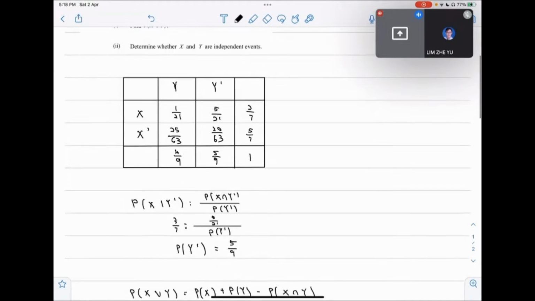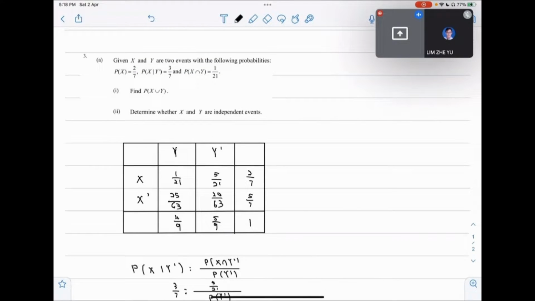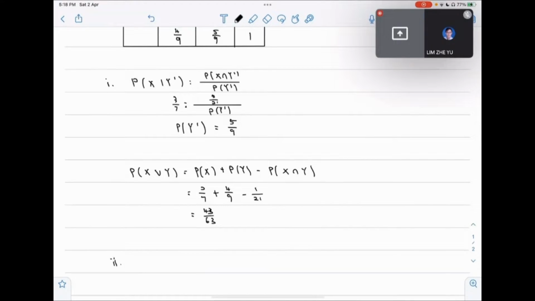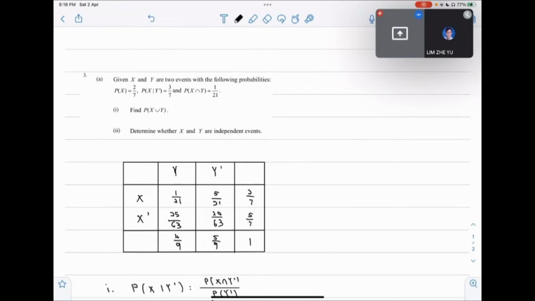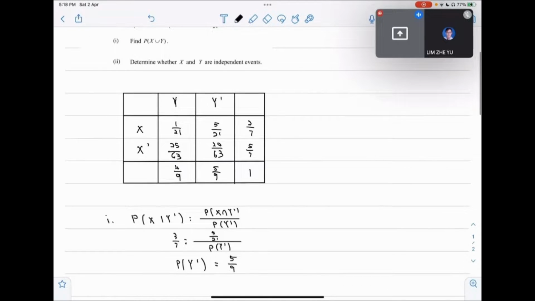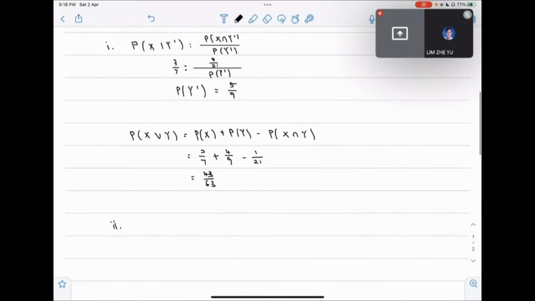Then we will proceed to number 3a i. 3i we have solved. We get the answer, so it's 43 over 63. And for 3a i, we want to determine whether X and Y are independent events or not. If we want to know the events are independent or not, we need to find the probability of X intersect Y and probability of X times the probability of Y. So we'll find probability of X times the probability of Y first.